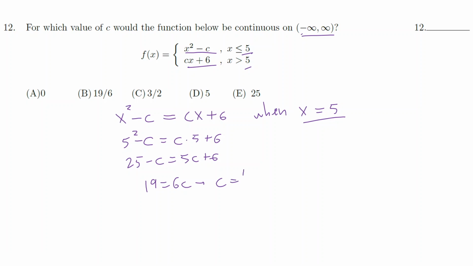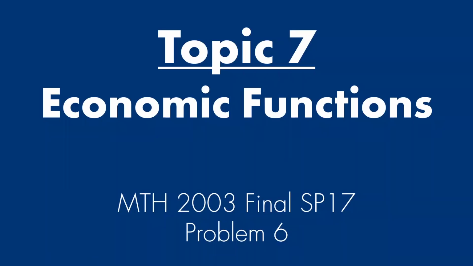Therefore, c is equal to 19 over 6. The problems on continuity, the answer is B. The problems on continuity are always about plugging in whatever the border value is.